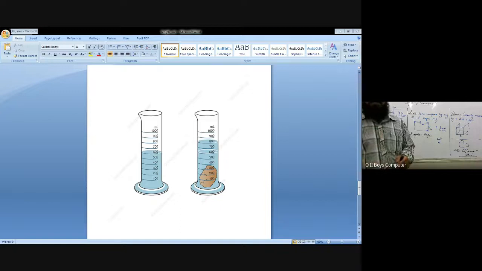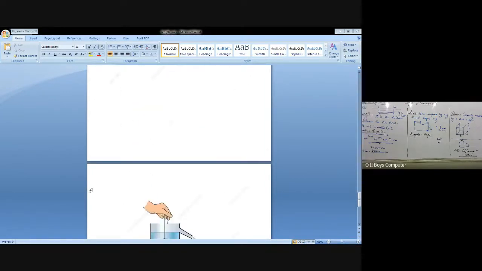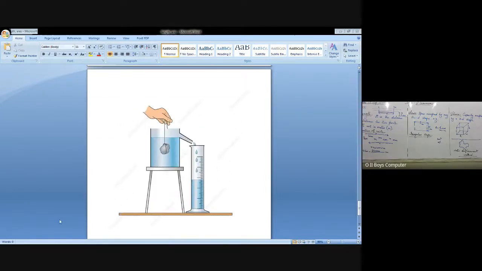But if the object is a little bit bigger, meaning it is not able to be immersed into a measuring cylinder, then we can use a water displacement can. The water displacement can, for a little bit bigger object, has been shown to you in the figure here. If the object is a little bit bigger, then we can use this one.